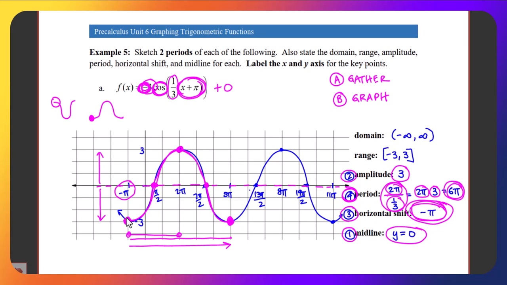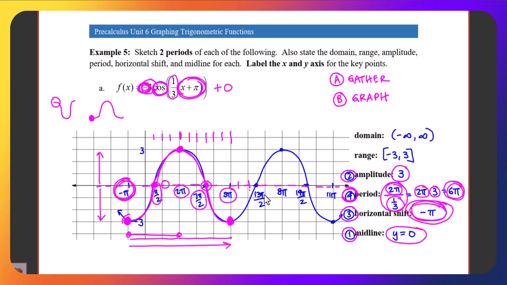Well, if this is negative pi over 3, this is negative pi, this must be positive pi, so halfway is pi over 2. 1 pi over 2, 2 pi over 2, 3 pi over 2, 4 pi over 2, that's 2 pi. 5 pi over 2, 6 pi over 2, 7 pi over 2, that's the 1/2 between here, 8 pi over 2, 9 pi over 2, 10 pi over 2. Do you hear it? 10 over 2 is 5 pi.